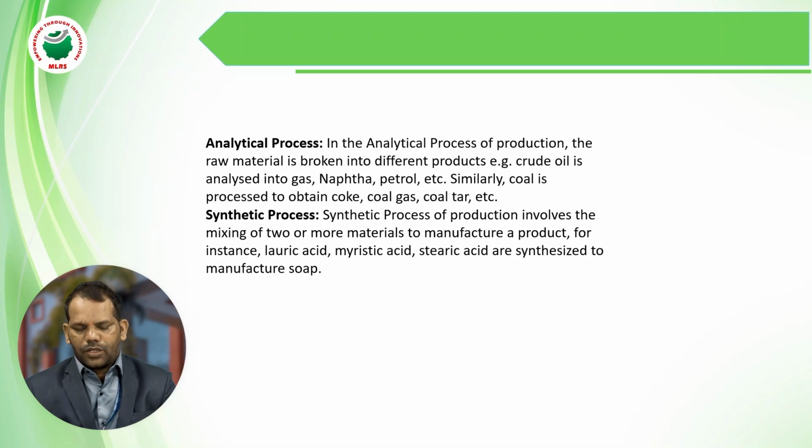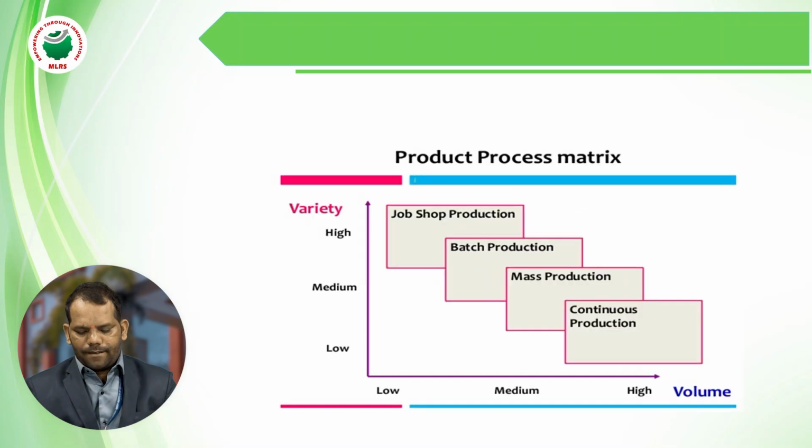Next, synthetic process. The synthetic process of production involves the mixing of two or more materials to manufacture a product. Two or three products will be mixed. Then only can we get the output as a different product for the market. For instance, next, production process matrix.